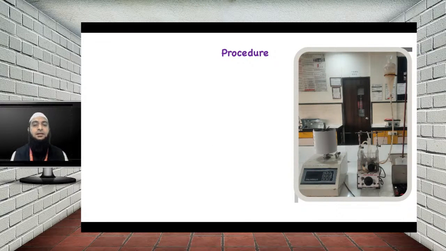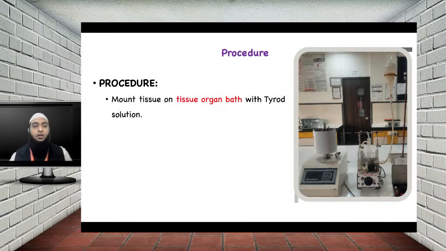Let's go ahead and see the procedure for this particular experiment. The first important thing is isolation of the guinea pig ileum. You need to sacrifice the guinea pig and then isolate the ileum from its abdominal part. Once isolation is done, the isolated ileum can be mounted in the tissue organ bath with Tyrode solution. In this tissue organ bath you can mount the tissue, tie one end to the aeration tube and the other end to the lever using a thread.